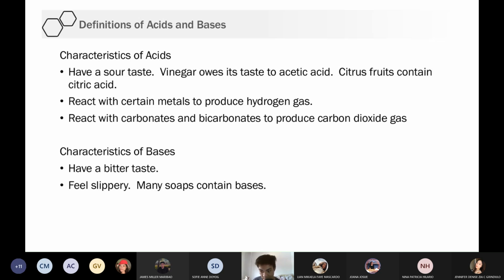Maasim sila. They produce hydrogen gas when reacted with metals, and when reacted with carbonates, they produce carbon dioxide gas. One example here is the baking soda. Yung baking soda, lagyan mo ng suka, bubula yan. Because baking soda has sodium bicarbonate, and then yung suka, it has acetic acid. So acid plus carbonate or bicarbonate will produce carbon dioxide gas.